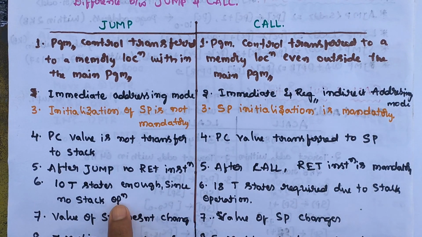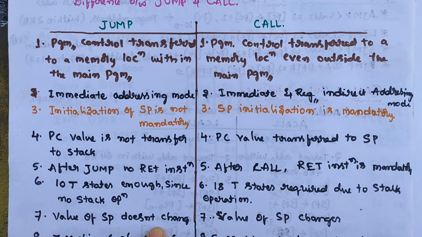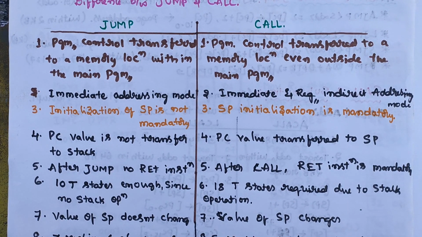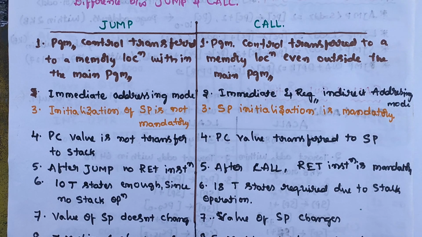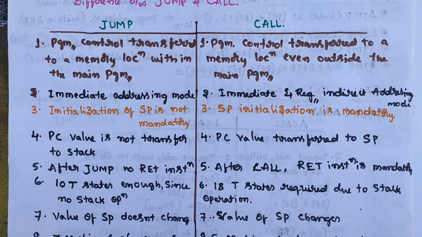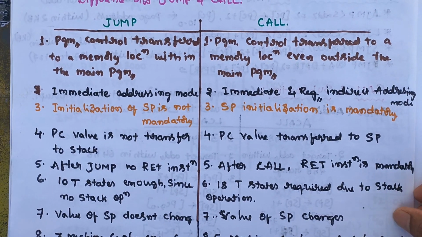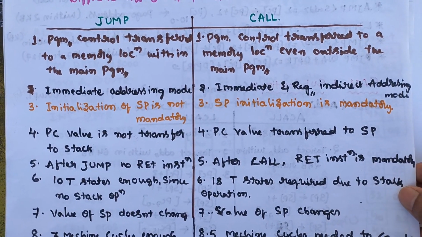And 10 T states are enough to perform the jump operation, but call requires 18 T states to complete the process. The value of the stack pointer does not change in jump. In call, the stack pointer value may change from program to program. Jump needs 3 machine cycles to complete the execution, but call requires 2 more extra machine cycles to complete the execution. So with this we have completed the instruction sets of 8051.